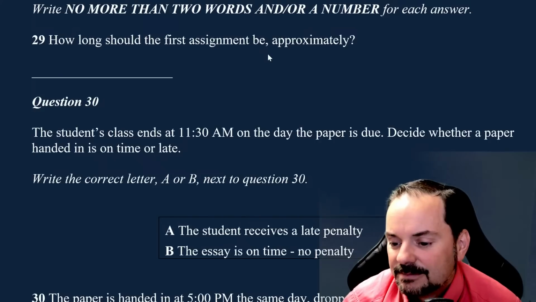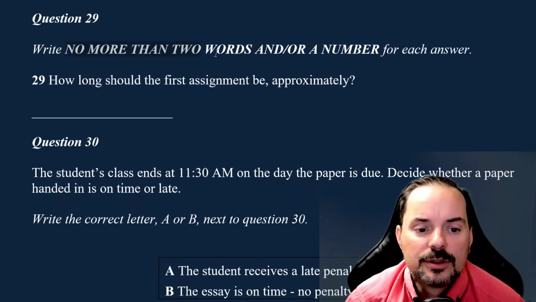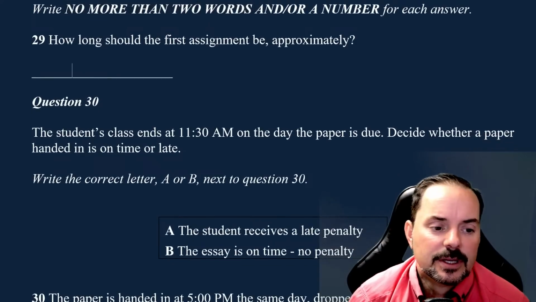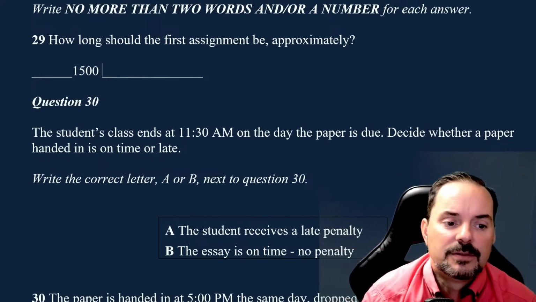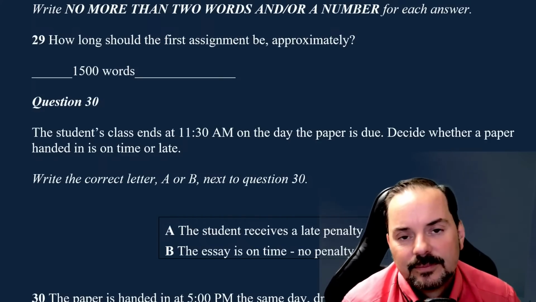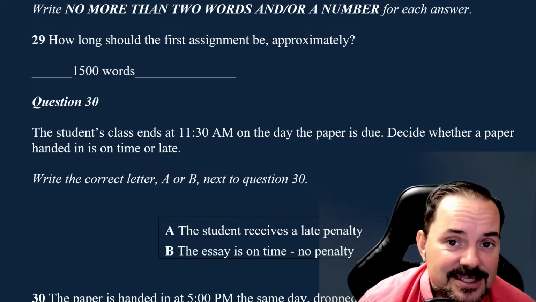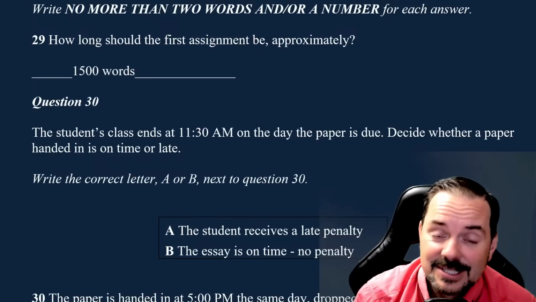Number 29. Anna, correct. It says write no more than 2 words. You have to pay attention, and you have to think, do I need 2 words? If you write 1,500, it is wrong. If you write 1,500 words, it is right. 1,500 pages, 1,500 paragraphs, 1,500 sentences, 1,500 characters, 1,500 words. Okay.